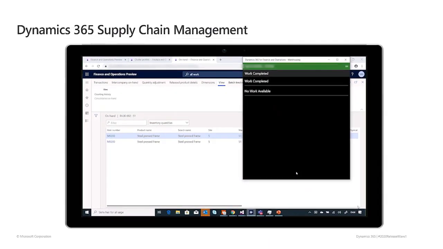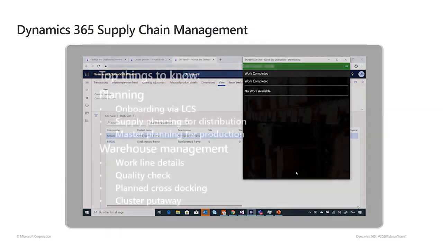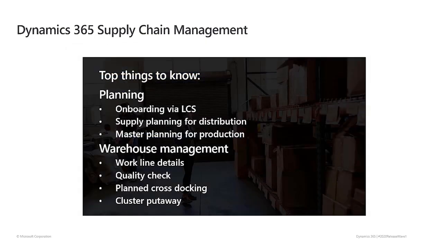As you've seen, the 2020 Release Wave 1 update provides you with simplified onboarding via LCS, so you can be up and running almost immediately. General availability of planning optimization support for distribution, enabling fast master planning during office hours. And a preview of planning optimization support for planned production orders, enabling manufacturers to also gain the benefit of fast master planning during office hours. And the new features going into general availability.